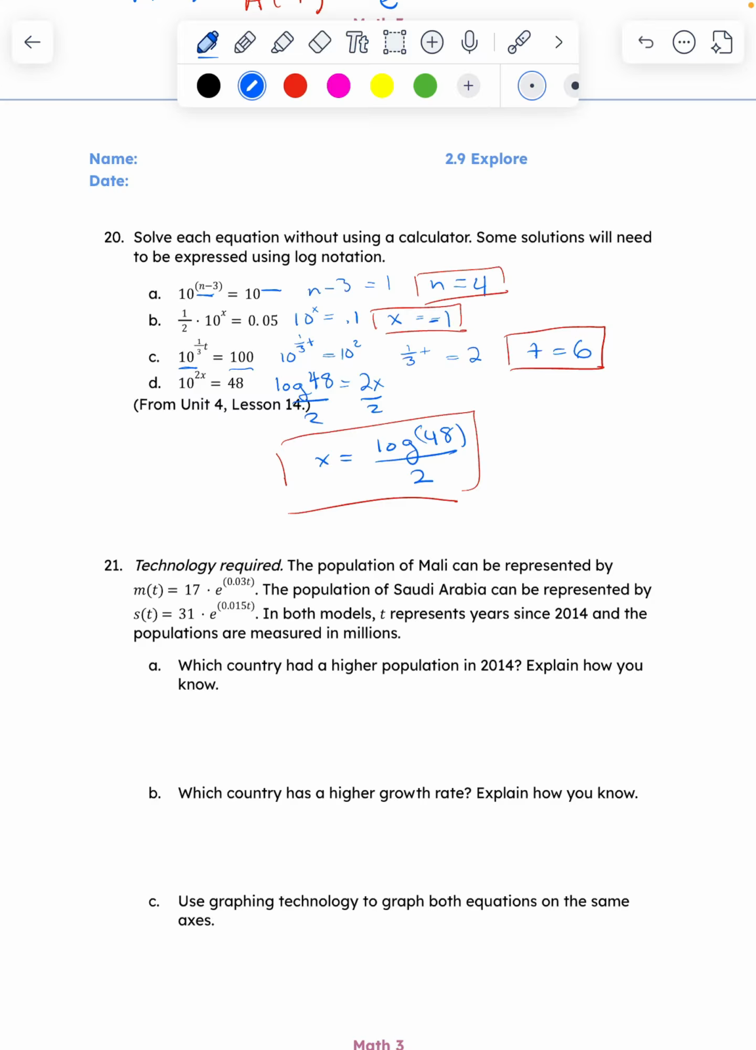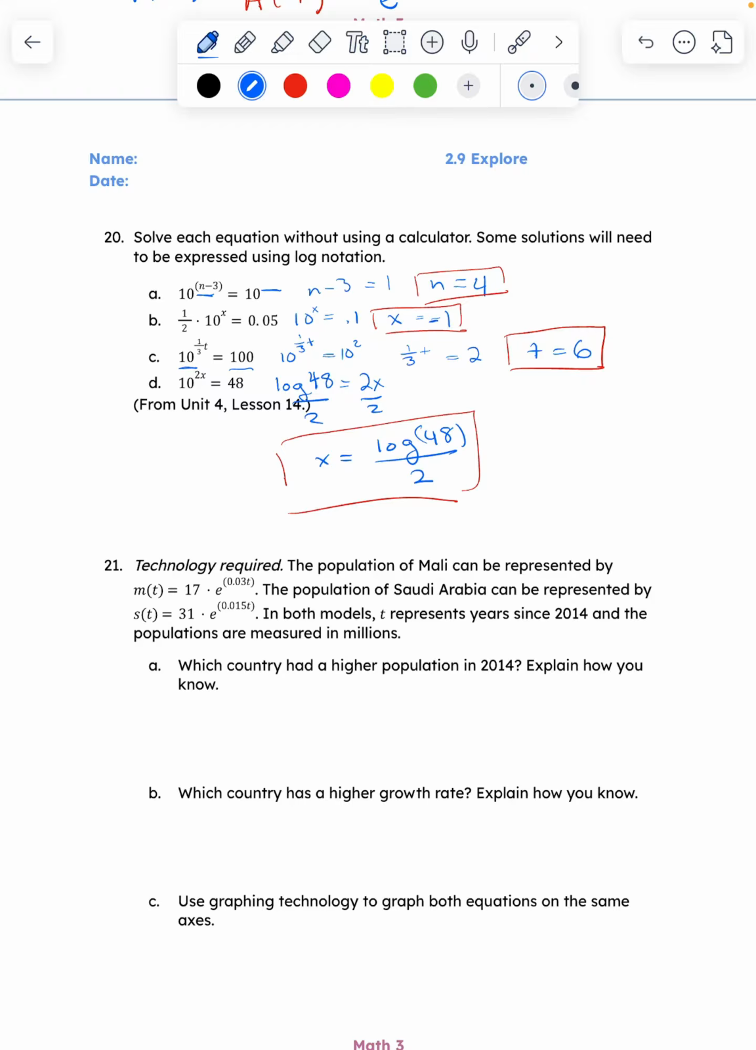All right, I see technology required on 21, which means they're sending me back to a calculator, which I hate. But it's okay. It's okay. With you with me, I think we will get there. All right. We're comparing the population of Mali to the population of Saudi Arabia. In both models, T represents years since 2014, and in both models, the populations are measured in millions. Well, for this first part, I don't need a calculator, so I'm happy about that.